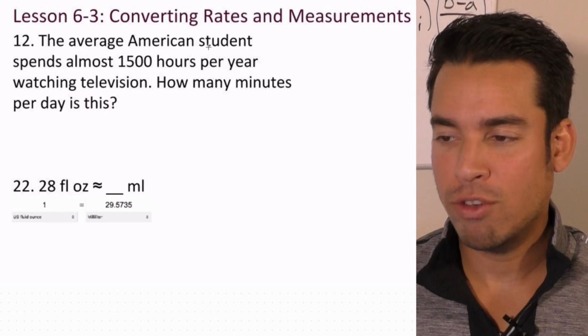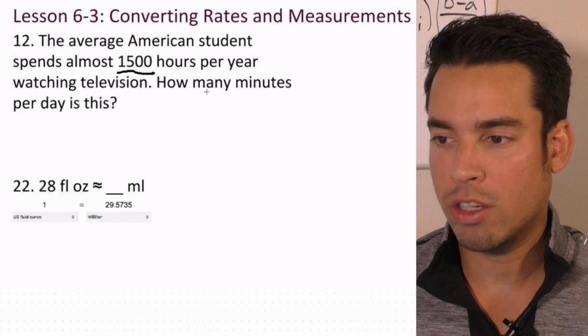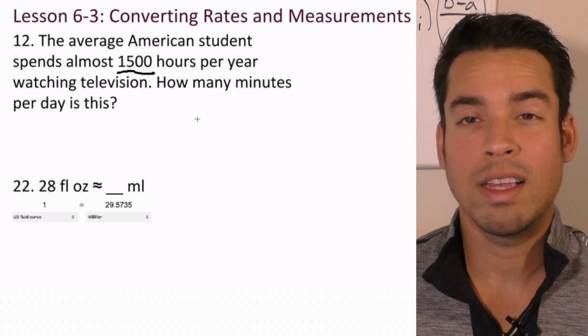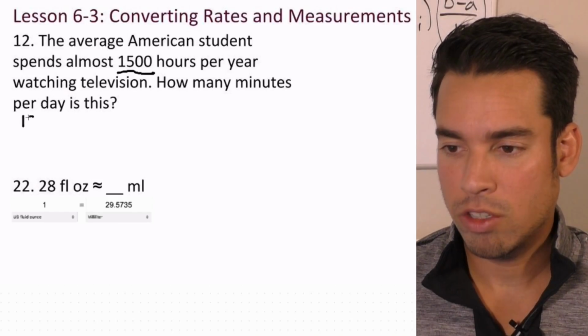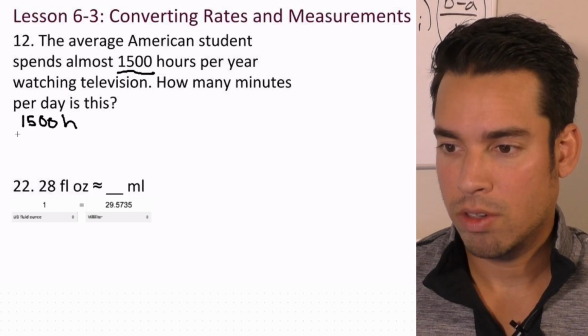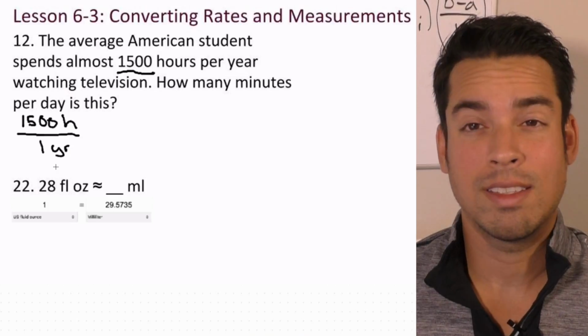Let's do it. So here it says the average American student spends almost 1,500 hours per year watching television. How many minutes per day is this? So this is how I like to do my conversions. We currently have 1,500 hours per 1 year. Okay, one on top of the other. This is how it is.